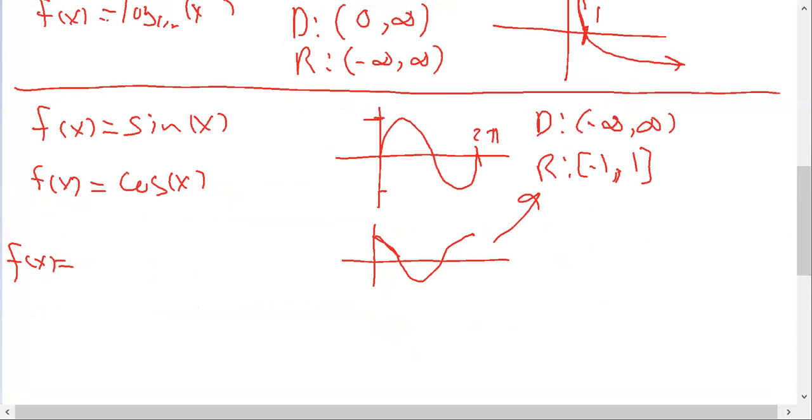We don't usually graph the cosecant and secant and cotangent. It's not that they're not important. They just, if you can graph these others, it turns out you can get that one.